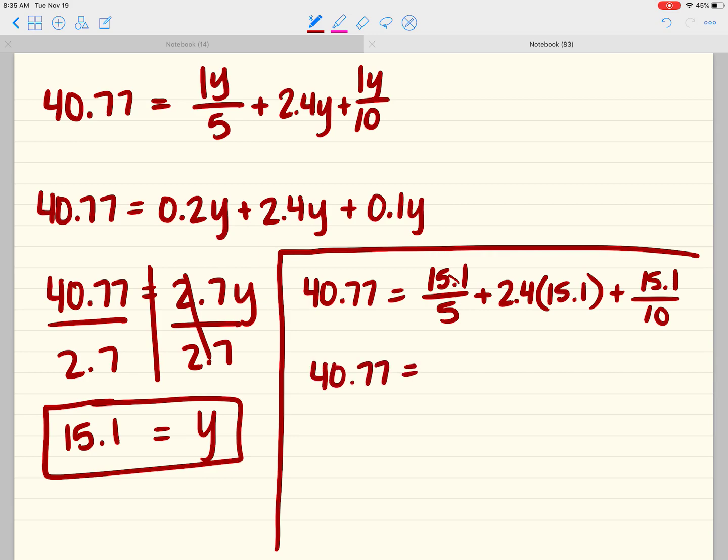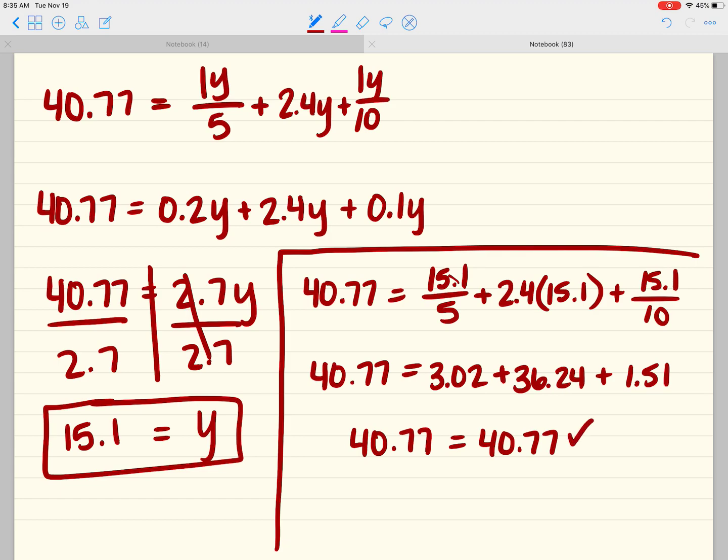Okay, Nevaeh, tell me what you got for yours. 3.02. Okay. Kyra. 36.1. And Nate. 1.51. Good. Okay, now everybody with a calculator needs to add those three numbers together. Because we know we should get 40.77. If we don't, that means we've done something wrong, right? So add those three numbers. Somebody tell me what you get. 40.77. Good.